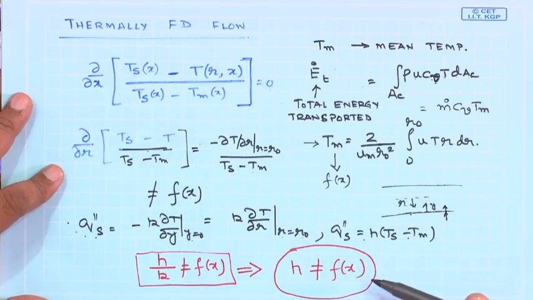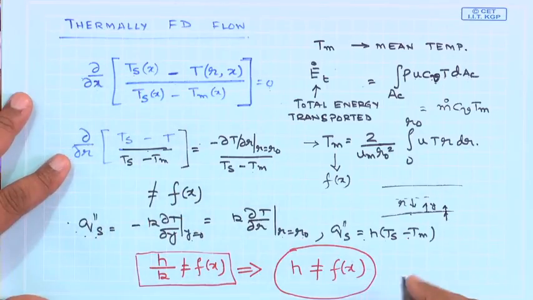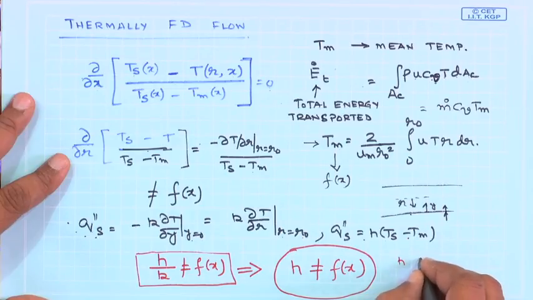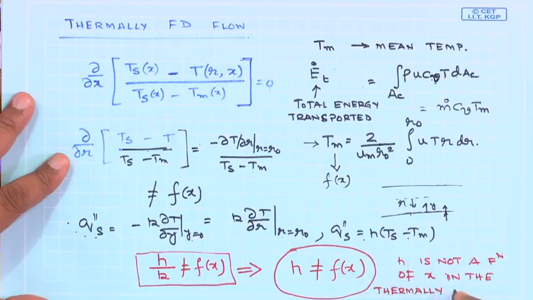So, one of the important statements of the thermally fully developed flow is that the convection heat transfer coefficient h is not a function of x in the thermally fully developed region.